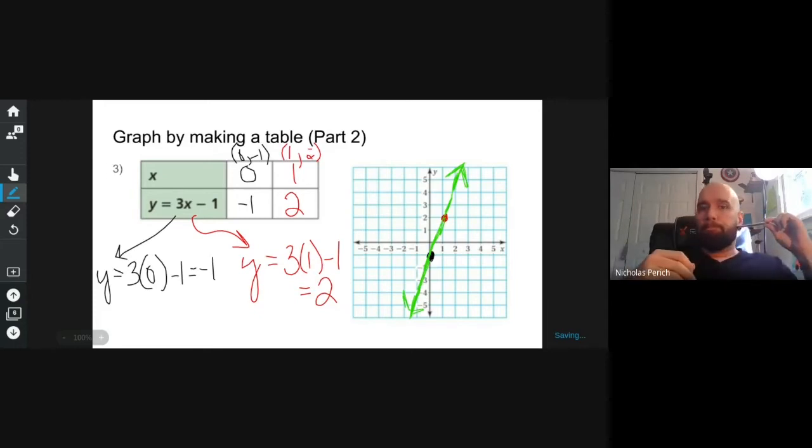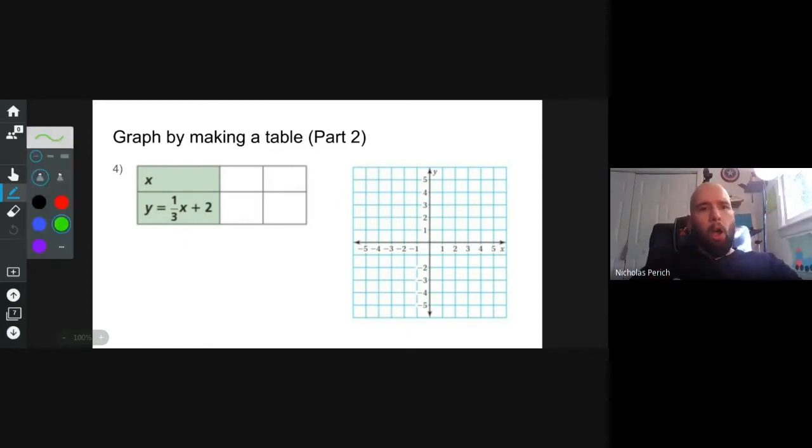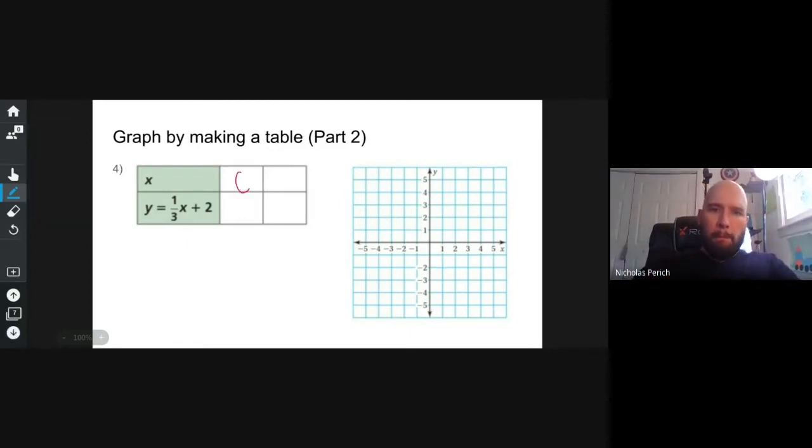And there's my straight line. Okay? Ooh, now this is where it gets tricky. You ready? Always start out with 0.